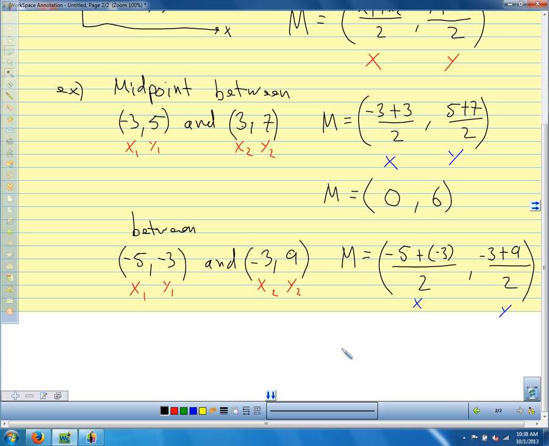So I'm going to simplify this. My midpoint: negative 5 plus negative 3 is negative 8. Divided by 2 is negative 4. Negative 3 plus 9 is 6. Divided by 2 is 3. So there's my midpoint. So for a midpoint, I need 2 numbers, an x and a y.